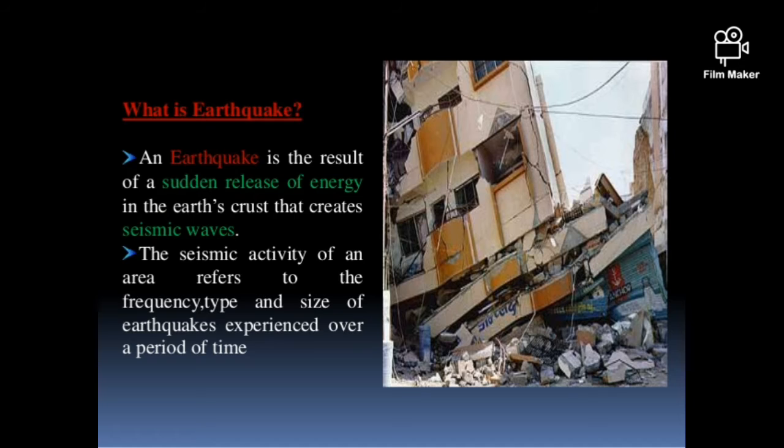What is earthquake? An earthquake is the result of a sudden release of energy in the Earth's crust that creates seismic waves. The seismic activity of an area refers to the frequency, type and size of earthquakes experienced over a period of time.